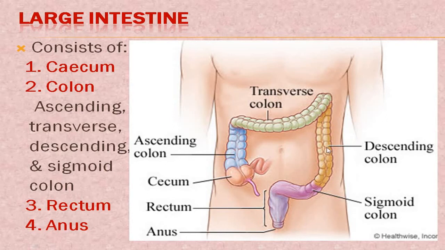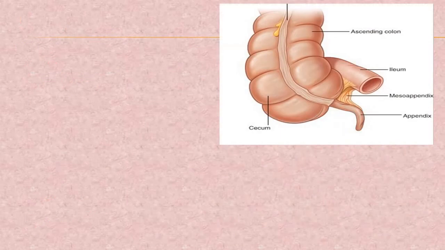Ascending, transverse, and descending, they are named according to their position. And this is the large intestine. Its diameter is larger than the small intestine. Otherwise, lengthwise, this is shorter than the small intestine. But it is larger in size or larger in diameter as compared to the small intestine. That's why it is called the large intestine.